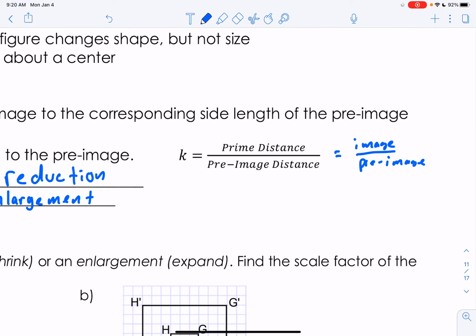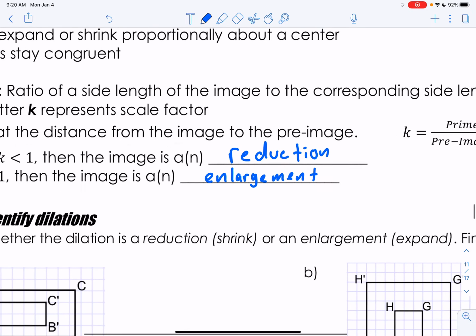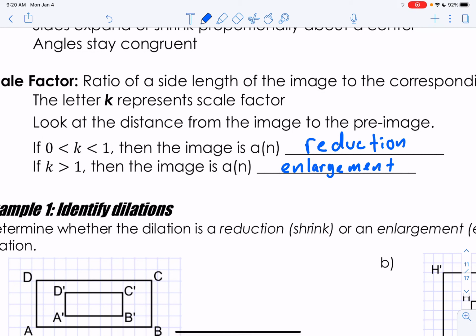All right, so one of two things is going to happen. First and foremost, K, my scale factor, will never be 0 or less than 0. You'll never have a scale factor that is negative. You'll never have a scale factor that is 0.